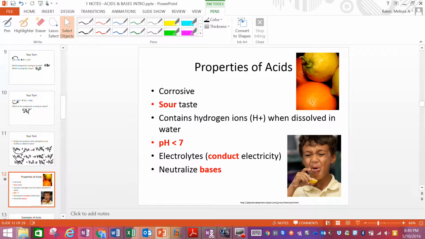They have a pH less than 7. They have all these ions, so of course they conduct electricity. And they neutralize bases. Think about this. If you've got a base spill, okay, you've got something with a pH of 14, if you add acid to it, it's going to bring the pH down to 7, which is neutral.